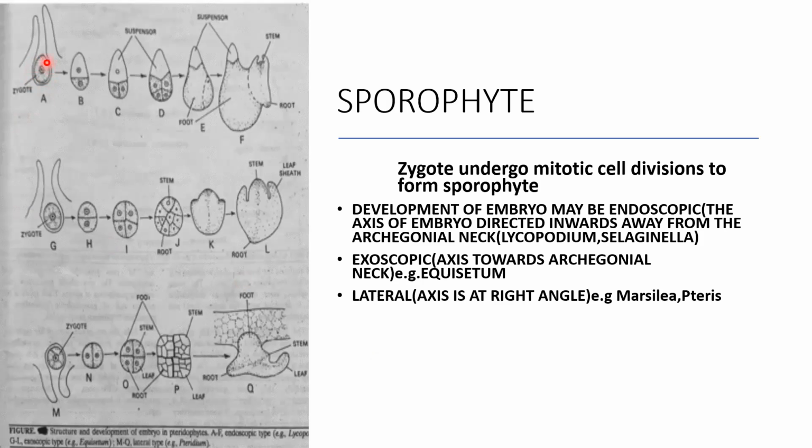Now, this is the zygote. This will divide to form two cells. This is the upper cell, and this is the lower cell. Now, the upper cell is going to form the suspensor. Now, the lower cell further divides into two cells, then into four, then into eight.